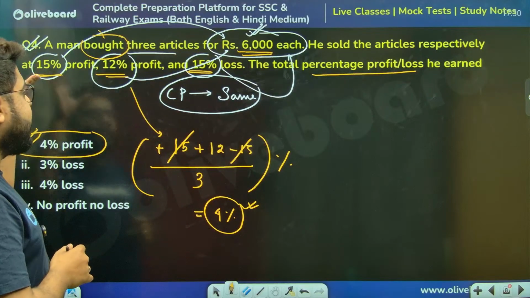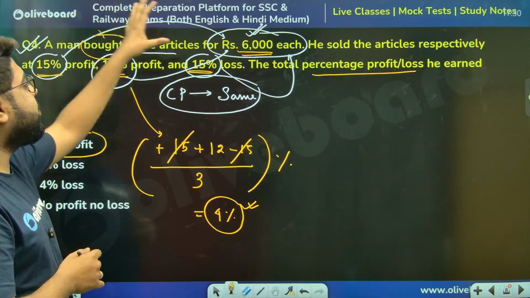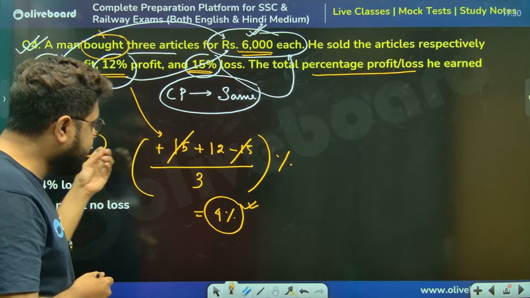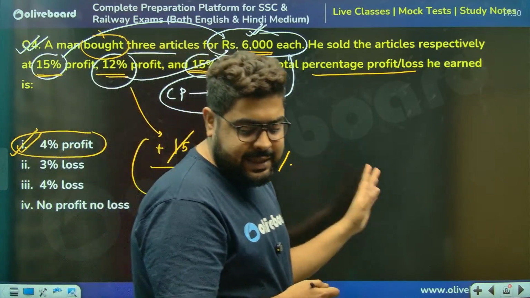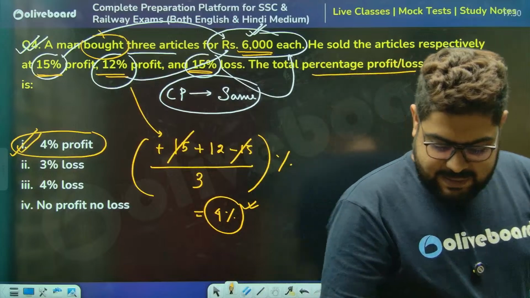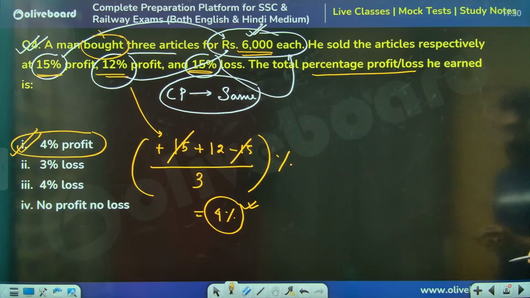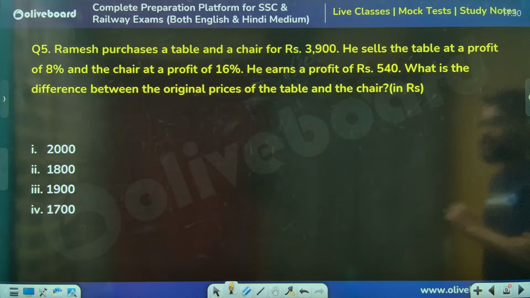So instead of figuring out the profits or the loss and then calculating again, I am taking the whole average. This is nothing but your average. Everybody, please understand this technique very, very well, sir. Okay? Moving on, sir. Next question.